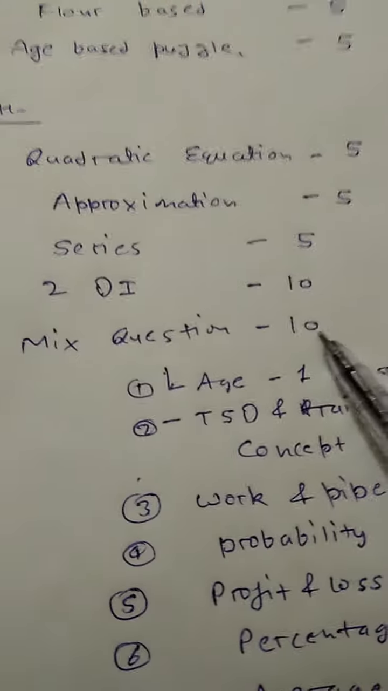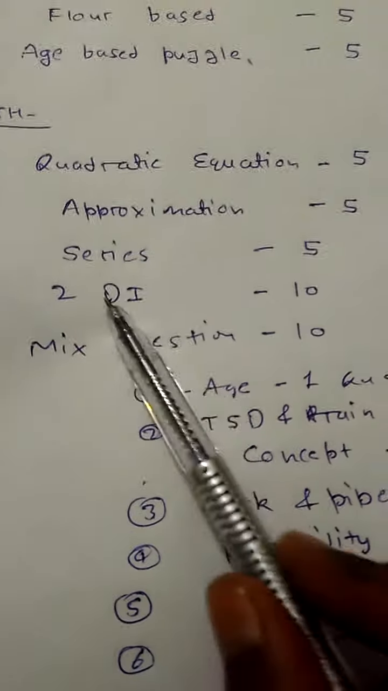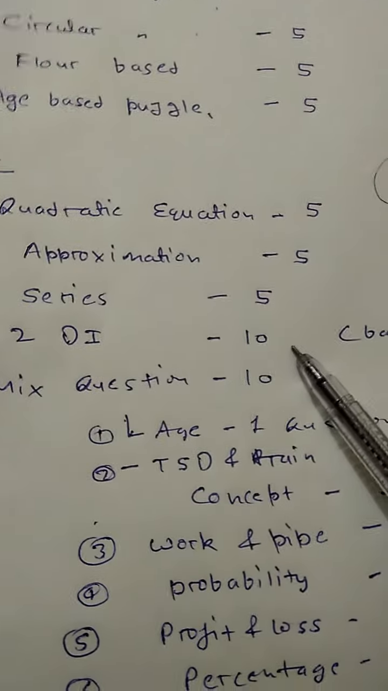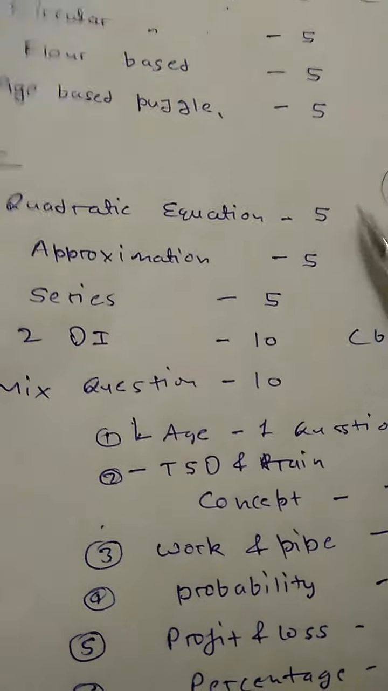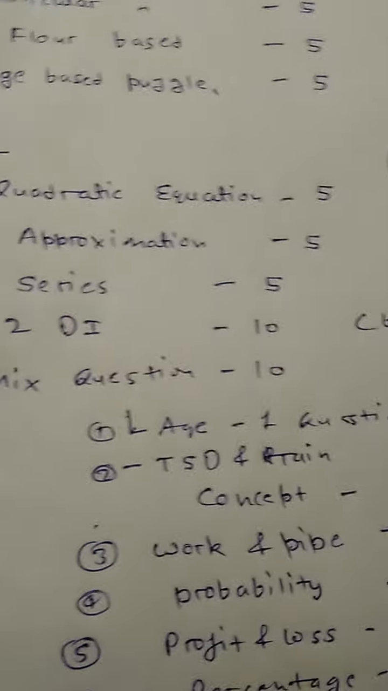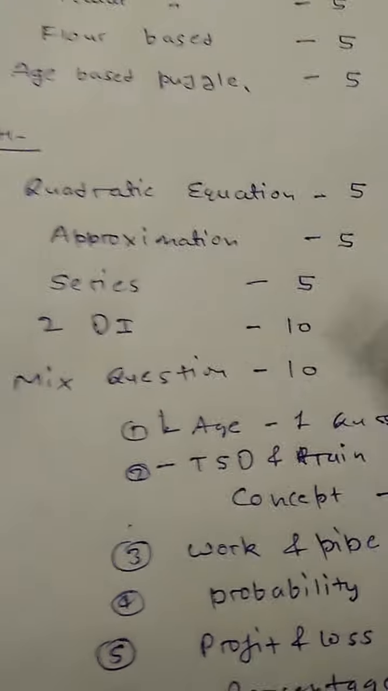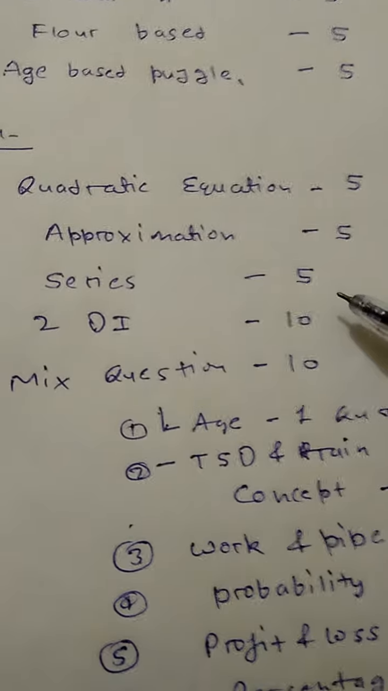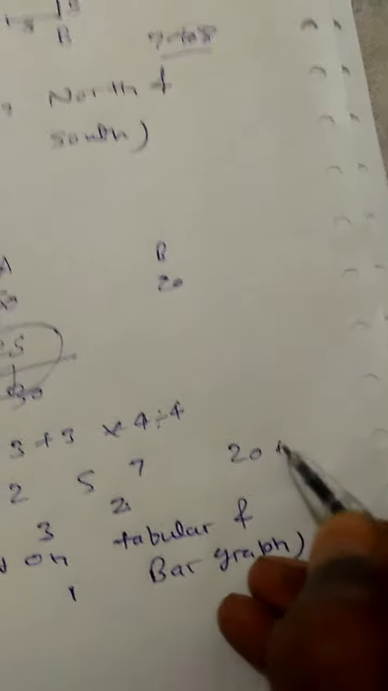Next are mixed questions and DI questions. DI questions are based on tabulation and bar graph, which is very easy. You can easily score 10 plus 5, that is 25 marks, in less time. I bet that you can achieve 25 marks within 20 to 25 minutes.